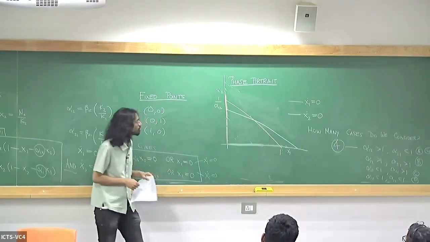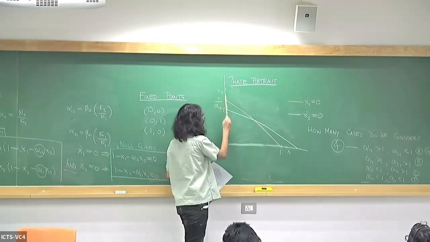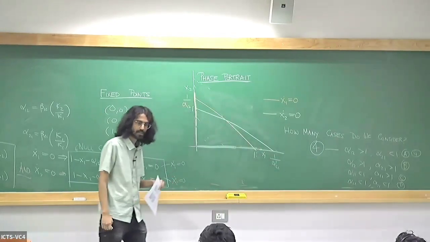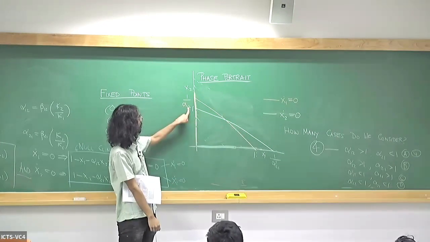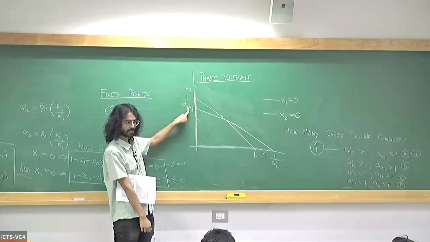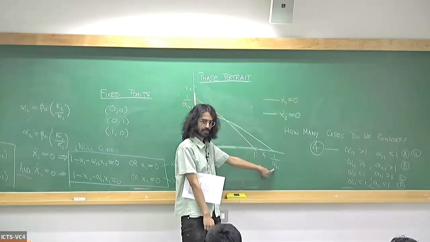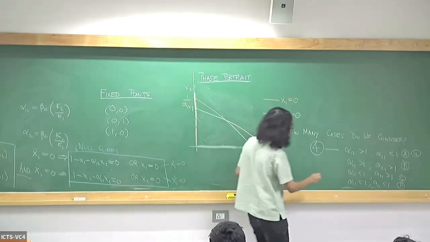Okay, so did I draw it right? This point is 1. This point is 1 over alpha 2, 1. So what case am I in? I have alpha 1, 2 less than 1 and alpha 2, 1 less than 1, right? So that's the case that I'm in.